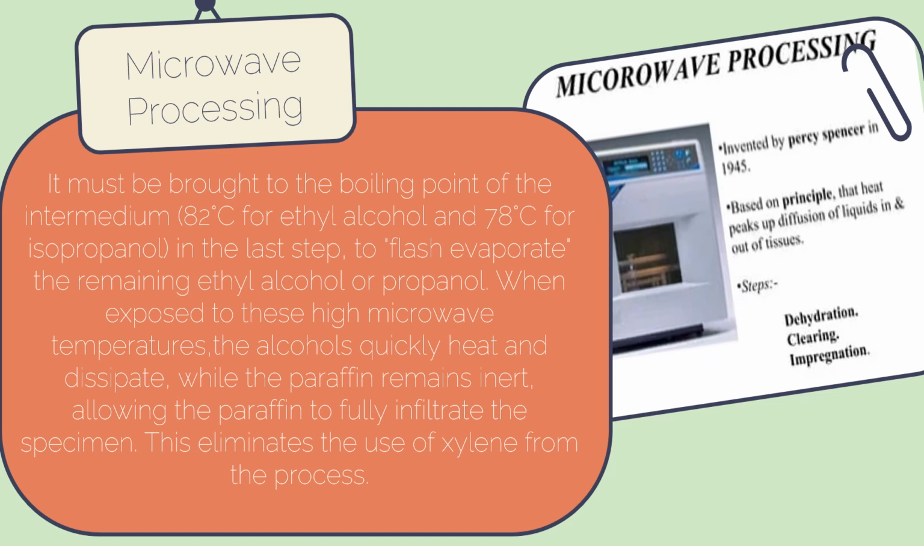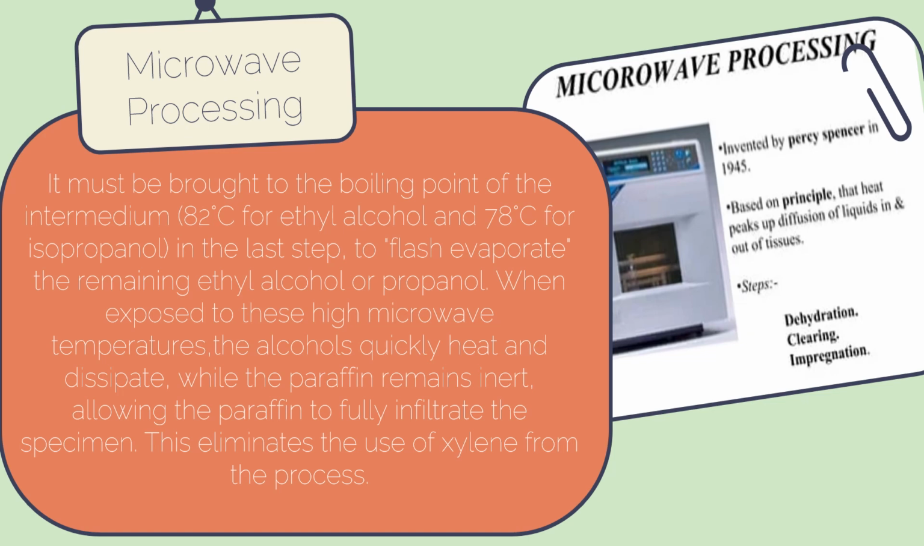So it must be brought to the boiling point of the intermedium, so 82 degrees Celsius for ethyl alcohol and 78 degrees Celsius for isopropanol. So take note of that. To flash evaporate the remaining ethyl alcohol or propanol. So when exposed to these high microwave temperatures, the alcohols quickly heat and dissipate, while the paraffin remains inert, allowing the paraffin to fully infiltrate the specimen.